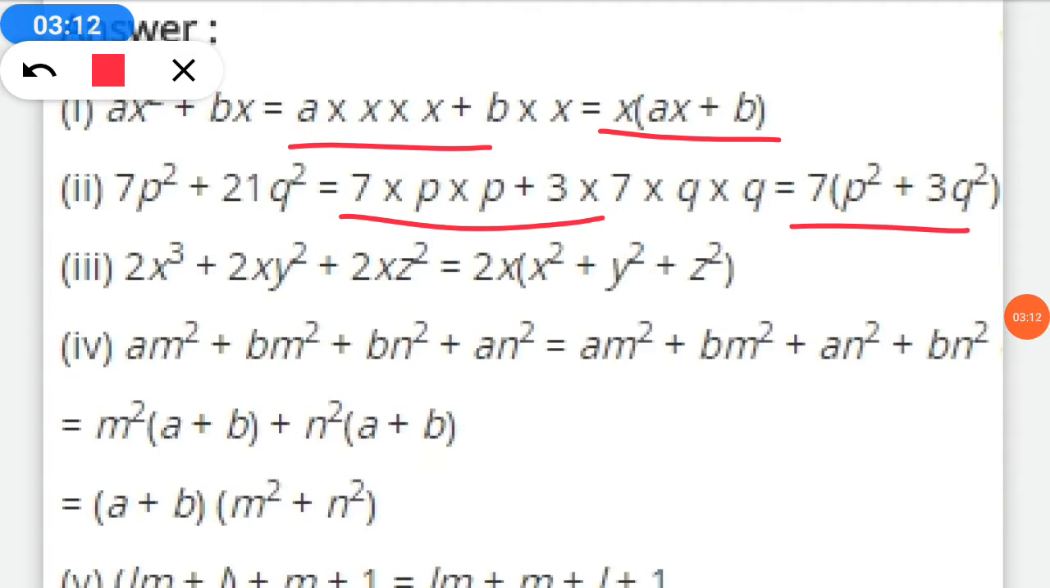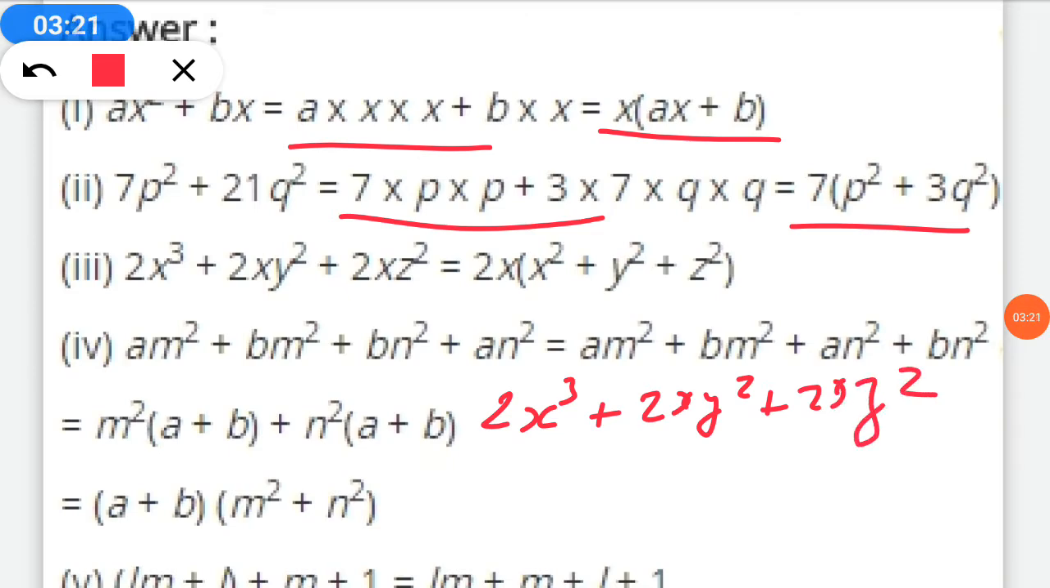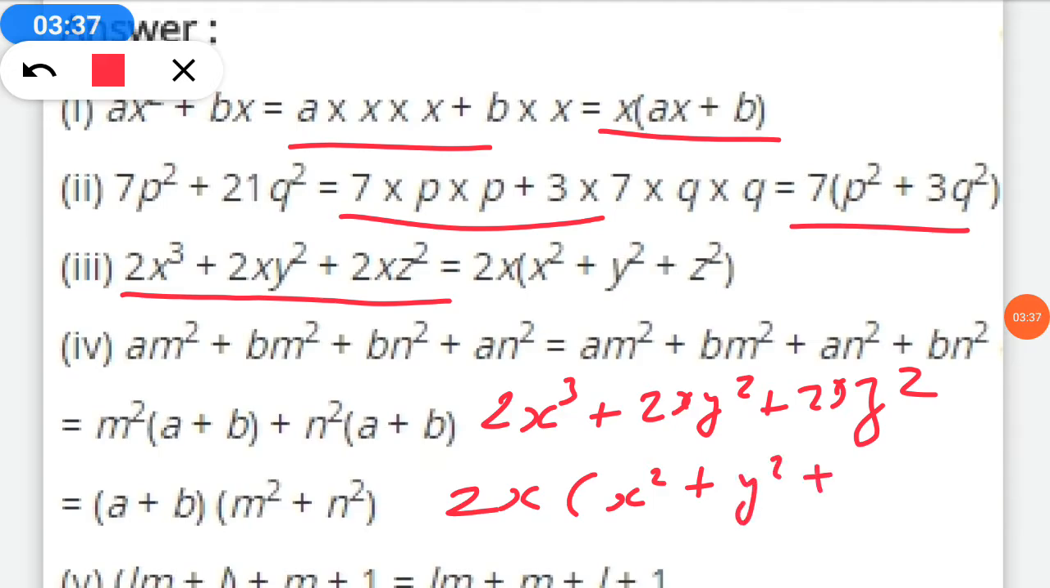Next question we are having, the third one, 2x cube plus 2xy square plus 2xz square. This is the expression. Can we take 2 as common? Because all the three terms have 2 in them. Then x is also present in all the three terms. So can we take 2x as common? So what is left out? That is x square plus y square plus z square. This is what is left out, which is the required answer. Clear to everyone?